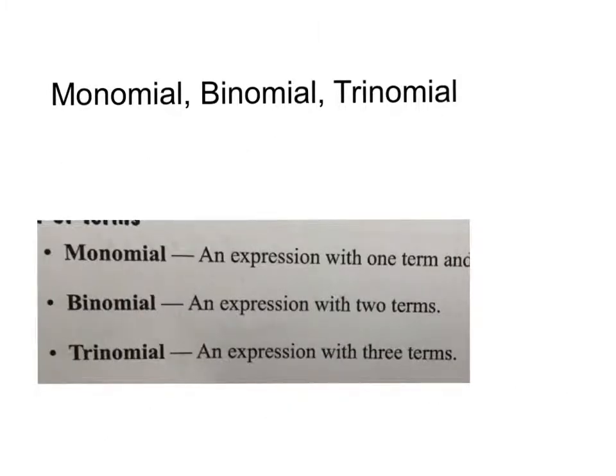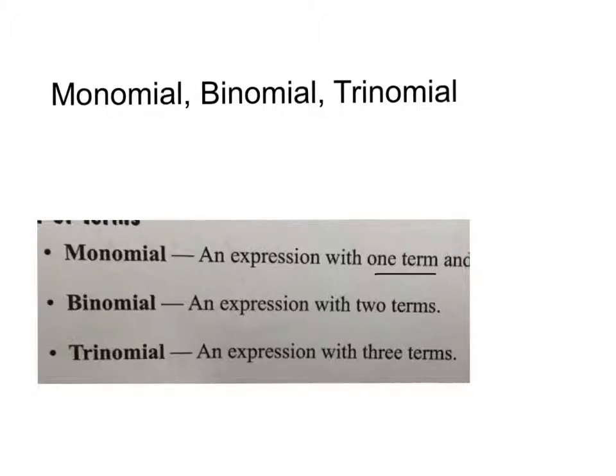Let's talk about what a monomial, what a binomial, and what a trinomial is. It's very simple. A monomial simply has 1 term. Okay? So mono means how many terms? 1 term. It's that simple. Nothing more to it. If there's 1 term, then we call it a monomial.